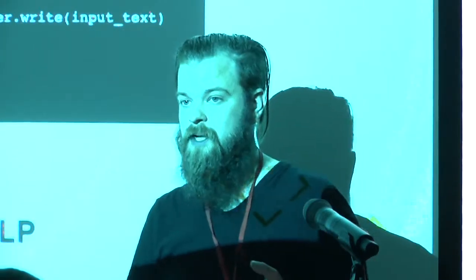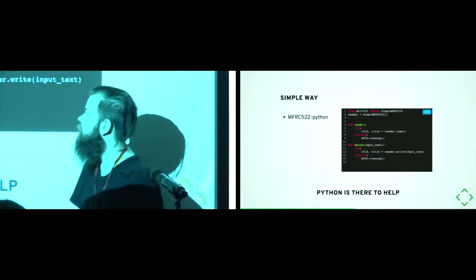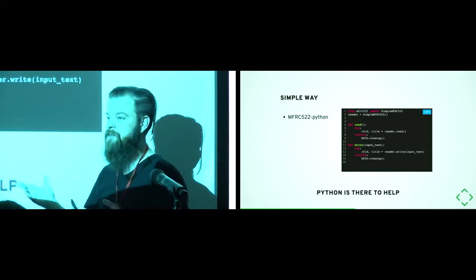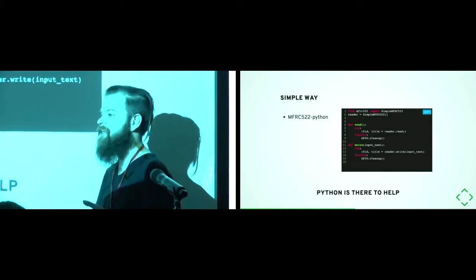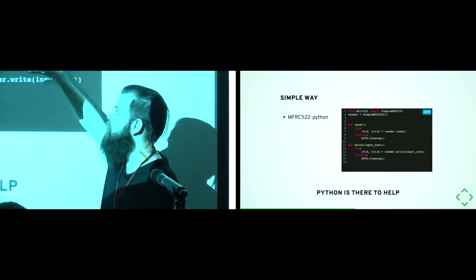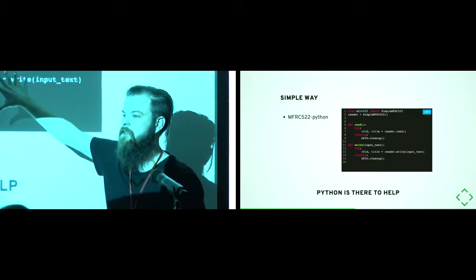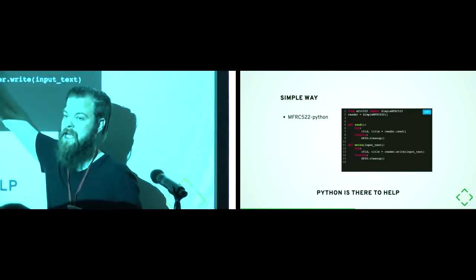So there's a fantastic library that interfaces with the MFRC522. It's called MFRC522. You can pip install it. And really what we're trying to get to is these two functions, read and write. This is what we want to embed in our Flask application, right?